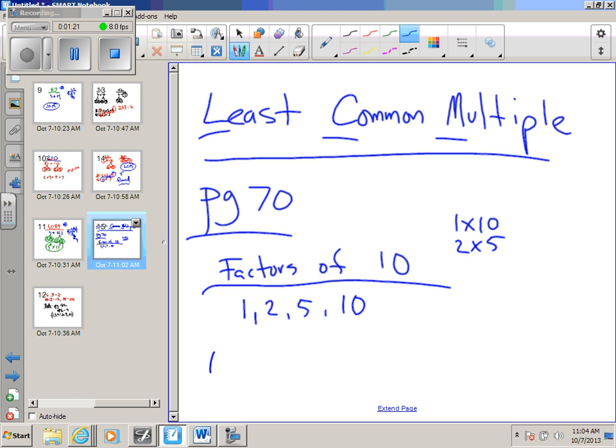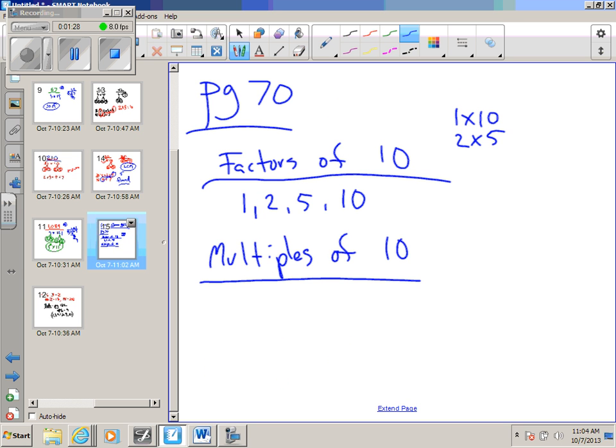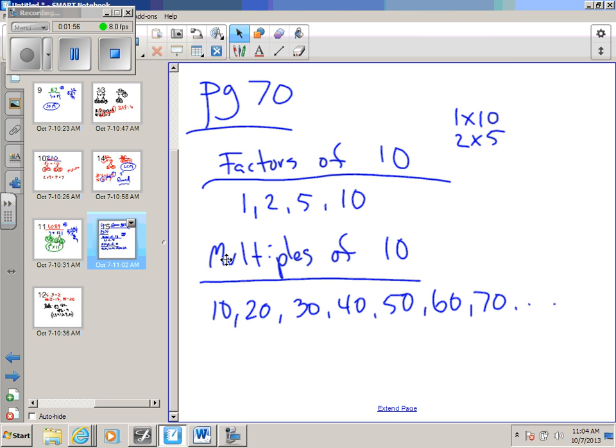Now, multiples of 10. How are they different? What is the first multiple of 10? Bessie, what is that multiple? 10. Next multiple of 10. 20. Okay. Those are multiples.